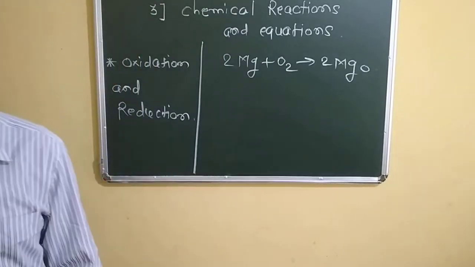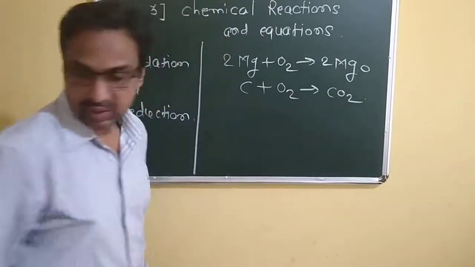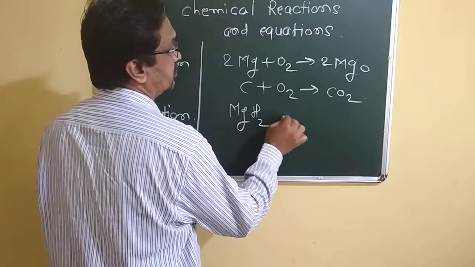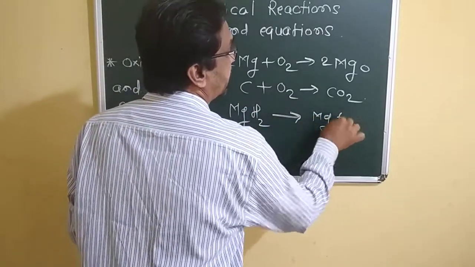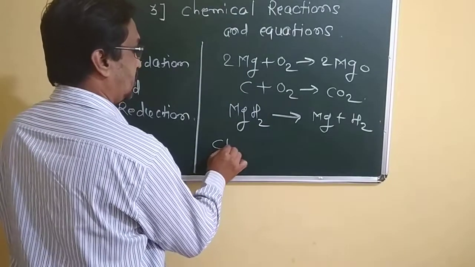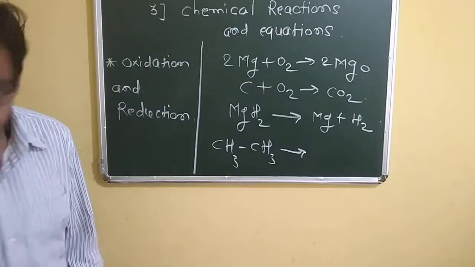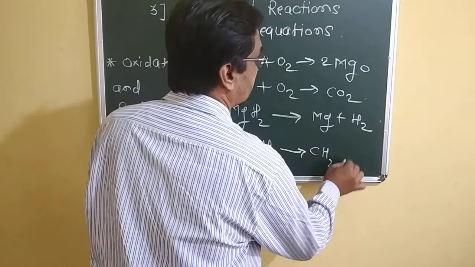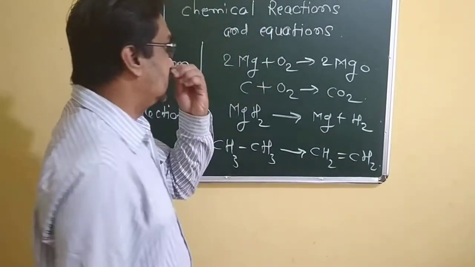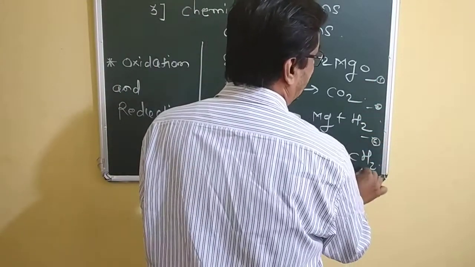I just write down those things. C plus O2, and another one MgH2, it gives magnesium plus hydrogen, and CH3 single bond CH3, it gives CH2. Okay, so this is the first equation, second, third, and this last one is the fourth.